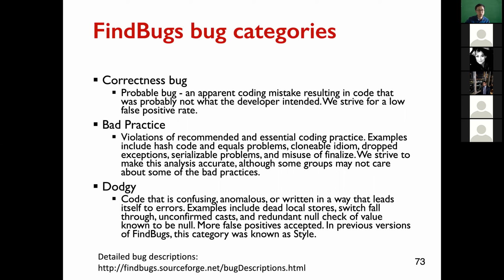The third category is dodgy, which means sometimes you're writing confusing code, code that is not easy to understand. This is another category. Also on the website, you can see detailed explanations of these categories.